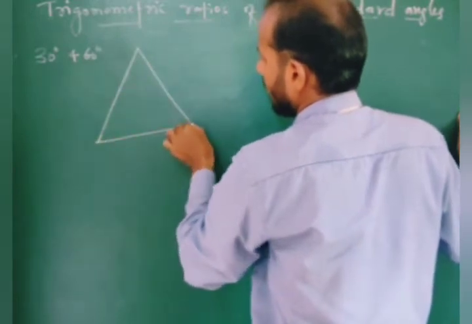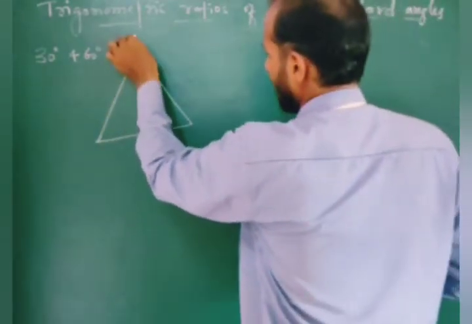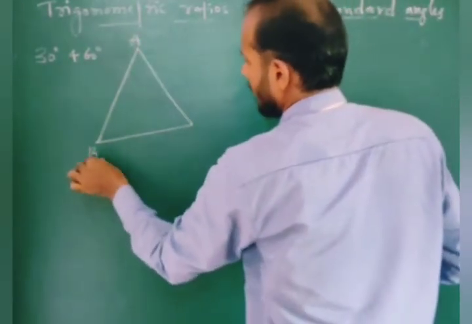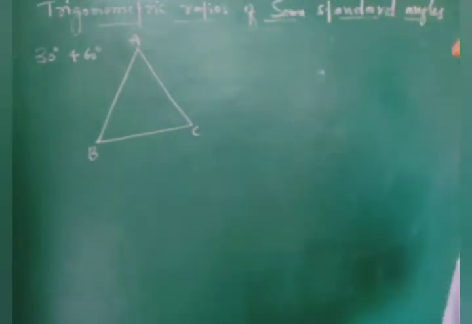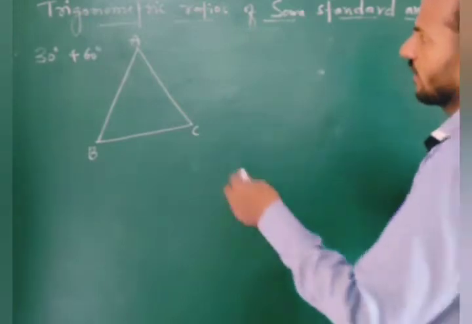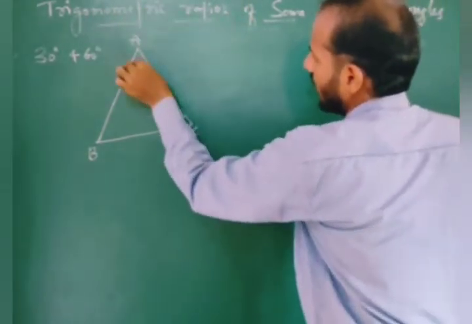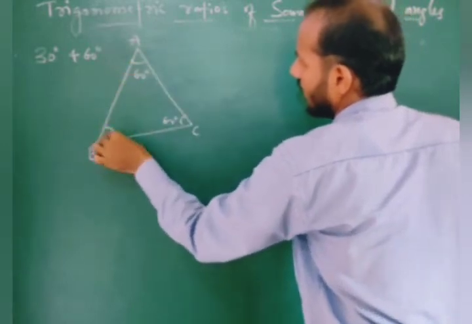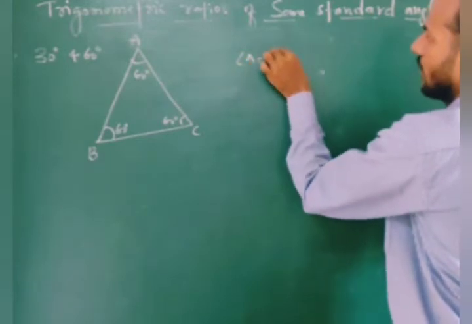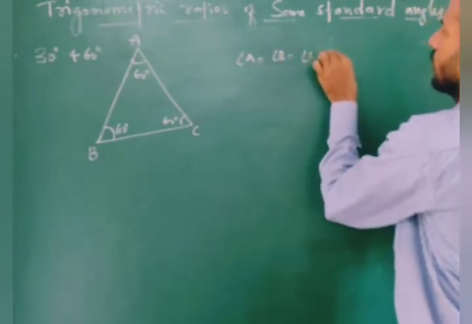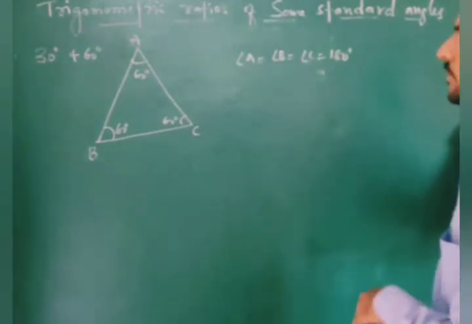an equilateral triangle. Angle A, angle B, angle C. Again, three angles are there. Equilateral triangle means all sides are equal here. That is nothing but this is 60 degree, 60 degree, 60 degree, right? Angle A equals angle B equals angle C, which together is 180 degree. Got it?